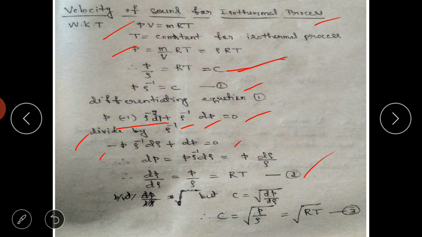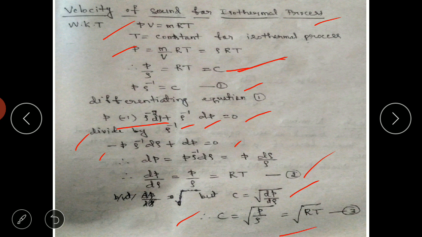So dp by d rho is equal to p by rho, which is equal to RT. Again, from the velocity of sound derivation, we know that c squared is equal to dp by d rho. So if I use that, in place of dp by d rho, I can substitute c squared. After substituting c squared, we will get c squared is equal to p by rho. After taking the square root, we will be getting c equal to root of p by rho or RT.